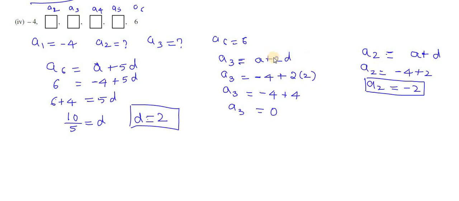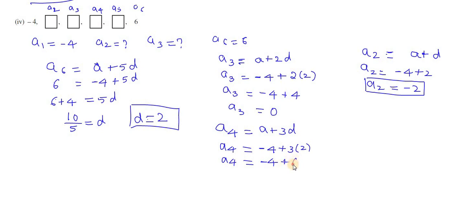And a2 we got, a3 we got. We need to find a4 now and a5. a4 is equal to a plus 3d, isn't it? So a4 is equal to minus 4 plus 3 into the d value, which is 2. So a4 is equal to minus 4, 3 twos are 6, plus 6. So a4 is equal to plus 2.